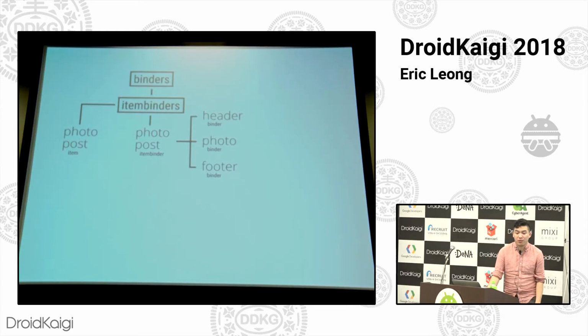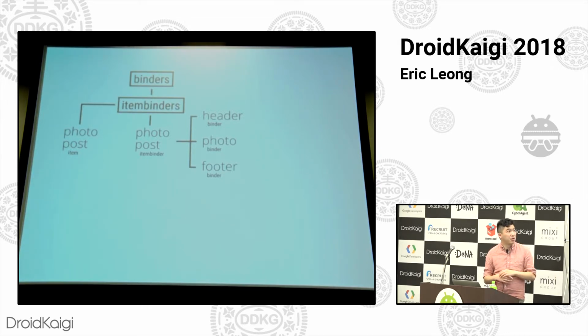So the best way of getting them into the adapter, instead of having the adapter create them or register them, which some other frameworks do, is to use dependency injection or some sort of map of types to binders. So here, photo post is going to be a type, and we're going to look through the map of binders that we have, and then grab the photo post item binder.